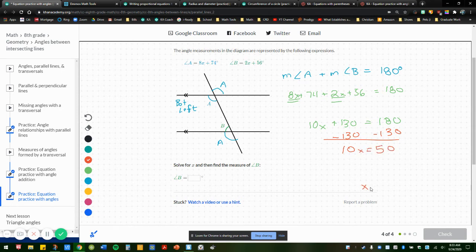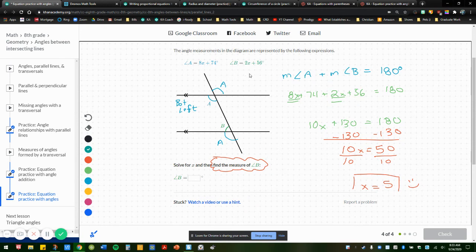And here, again, some of you might be able to say, Mr. Bates, I already know x equals 5. And I'm like, okay, cool, but just remember to show the dividing by 10 on both sides. All right, and that's it. Box it. We've got to find the measurement of angle B.